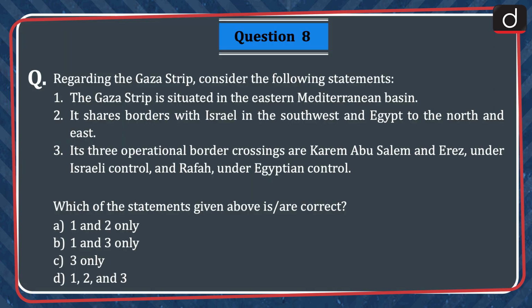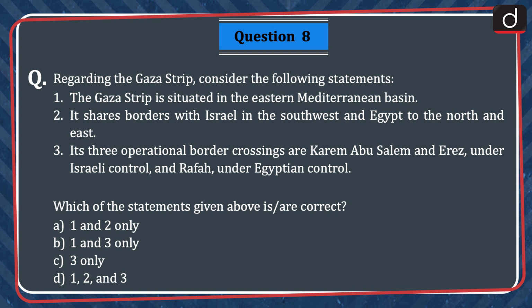Next question is regarding the Gaza Strip. Consider the following statements. 1. The Gaza Strip is situated in the eastern Mediterranean basin. 2. It shares borders with Israel in the southwest and Egypt to the north and east. 3. Its 3 operational border crossings are Karem, Abu Salim and Erez under Israeli control and Rafah under Egyptian control. Which of the statements given above is or are correct? 1 and 2 only, 1 and 3 only, 3 only, or 1, 2 and 3.